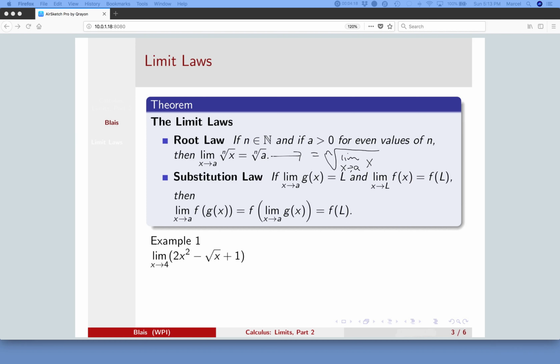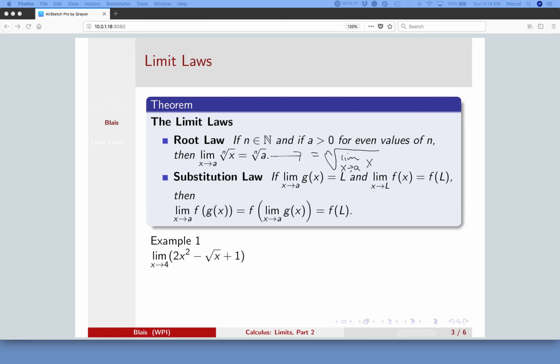So as long as both of these limits exist, the limit as x goes to a of g of x is equal to L, and the limit as x goes to L of f of x is equal to f of L. As long as these two work, then we can bring this limit inside. And we will use that also extensively.